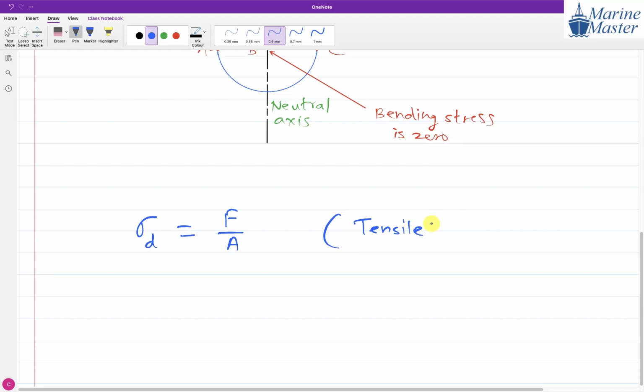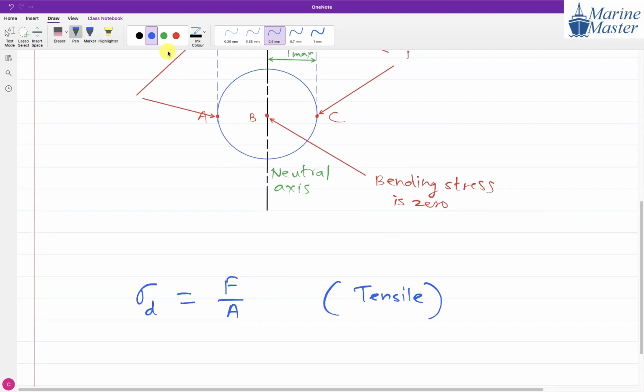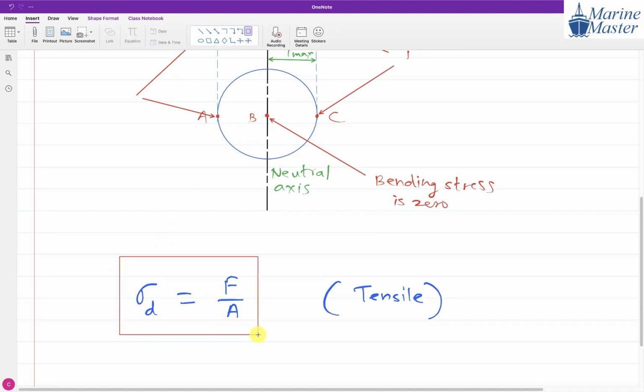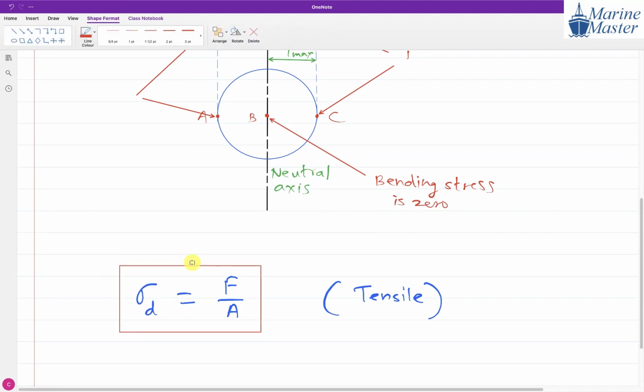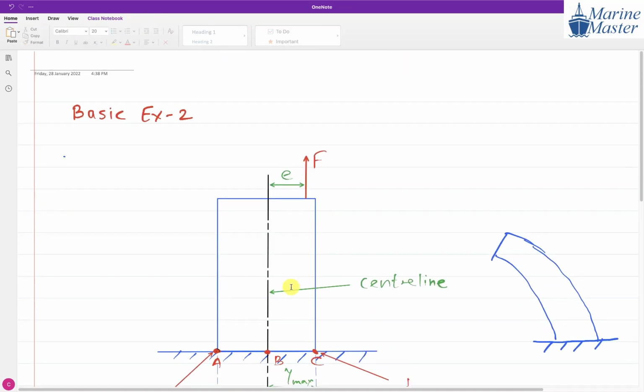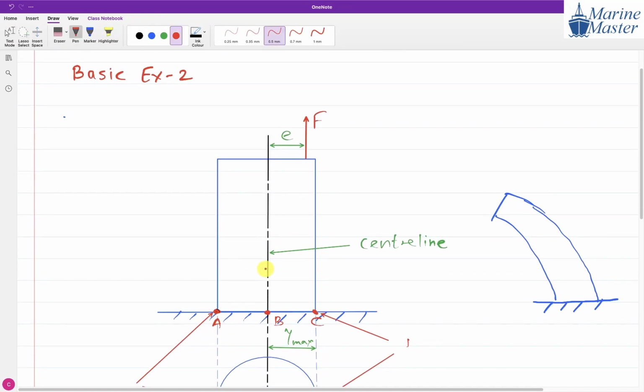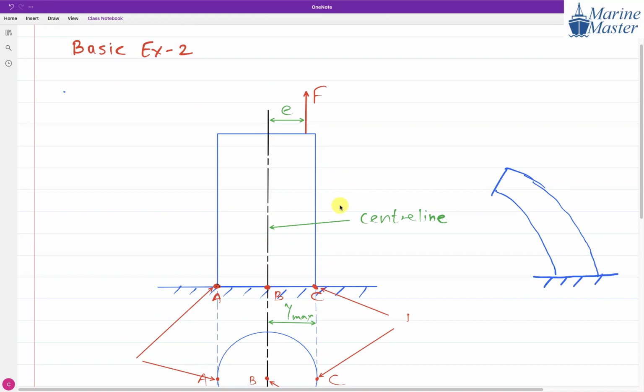Direct stress will be tensile in nature. So here we will get a direct stress. Now the next thing, everyone observe the important point here. Here we have a center line, and the column is going to bend like this.